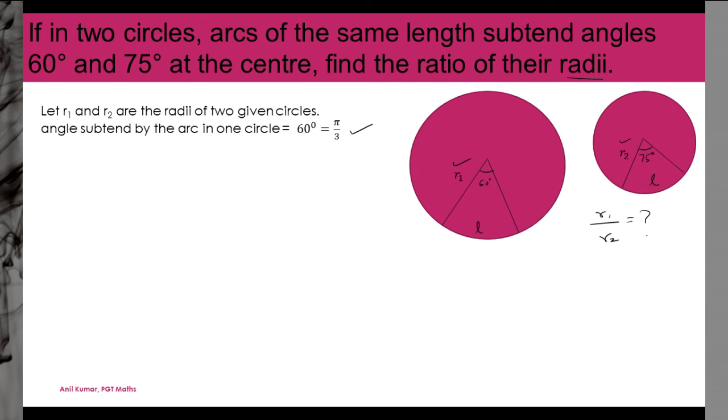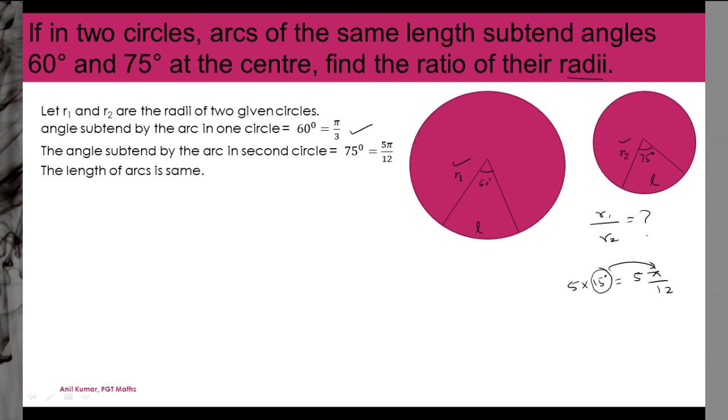As we know, 75 degree is 5 times 15 degree, and 15 degree is pi by 12. If you remember the value of 15 degree as pi by 12, you can find most of the radian measures we use, which are multiples of 15: 15 degree, 30, 45, 60, like that. So we can find every value. 75 degree will be equal to 5 pi by 12. The lengths of the arcs are the same, let it be L. Then we know that L is equal to R theta.